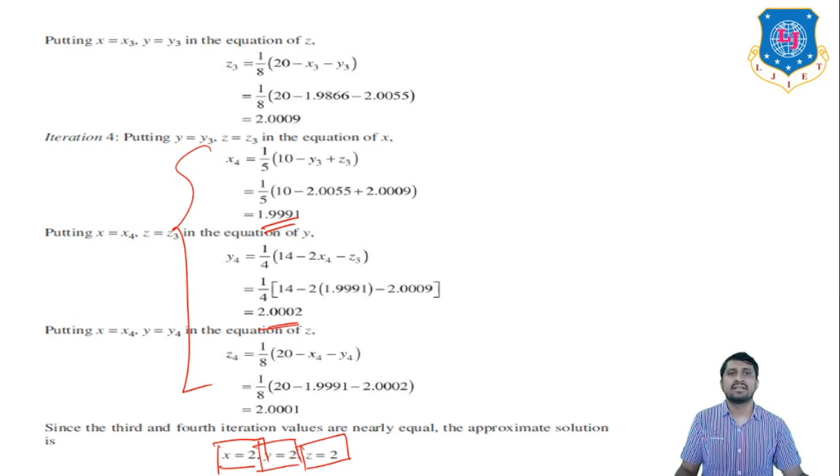So this chapter, the numerical solution of systems of linear equations, is complete. In this chapter we discussed the Gauss elimination method and Gauss elimination method using partial pivoting, the Gauss-Jacobi method in the last lecture, and in today's lecture we discussed an important method, the Gauss-Seidel method.